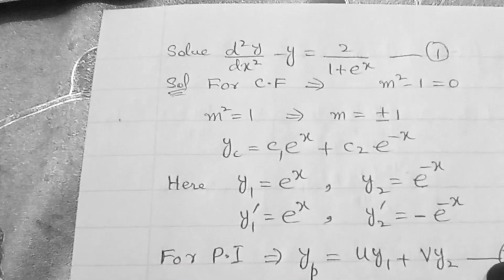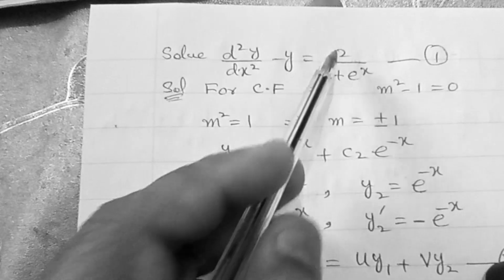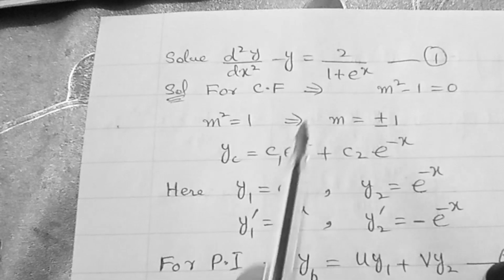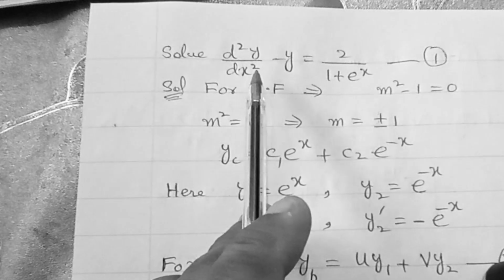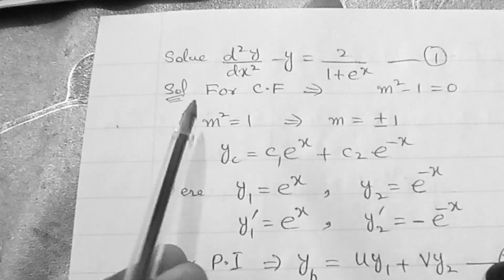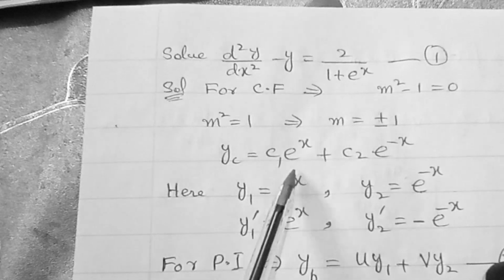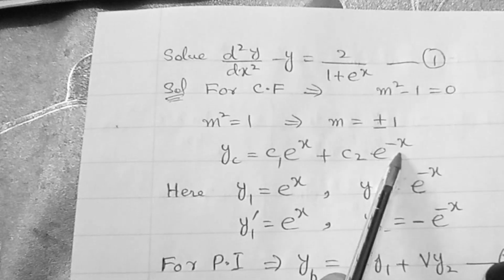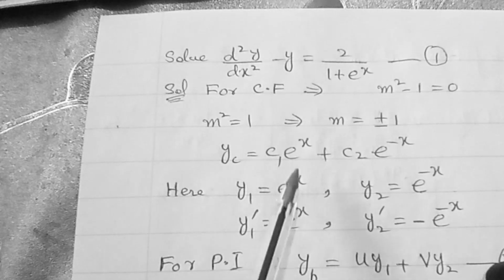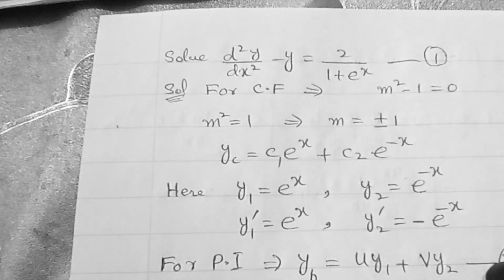So now we are taking another problem, that is d2y upon dx square minus y equals 2 upon 1 plus exponential x. First of all, we find the complementary function. The auxiliary equation becomes m square minus 1 equals 0, m square equals 1, so m equals plus minus 1. So yc equals c1 exponential x plus c2 exponential minus x, so we obtain y1 equals exponential x and y2 equals exponential minus x.